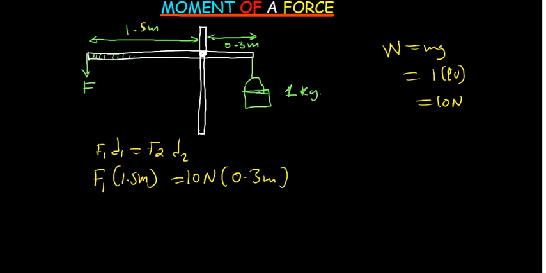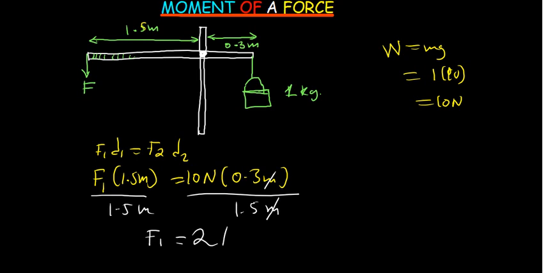To remain with F1, we'll divide both sides by 1.5 meters. So let's see what we get. First multiply 10 by 0.3, that is going to give us 3. And then 3 divided by 1.5, that is 2. So we are saying that F1 is going to be 2. The meter and the meter are cancelling, so the answer is going to be in newtons.